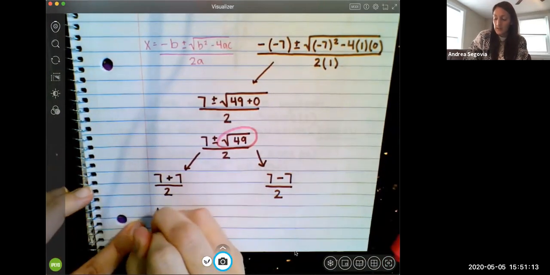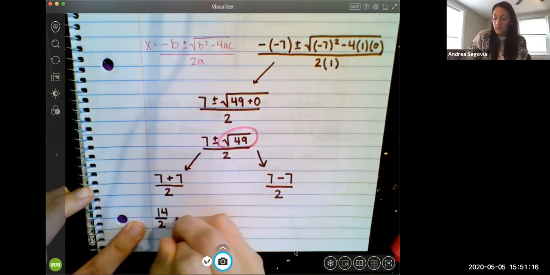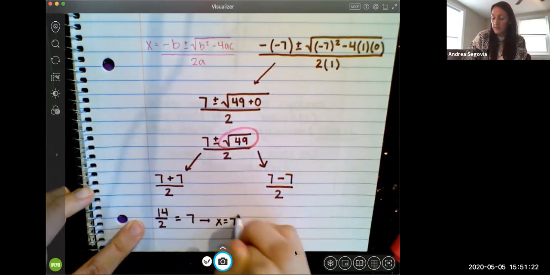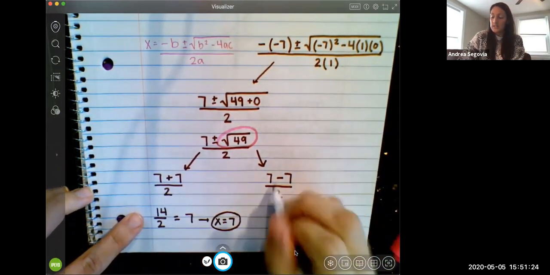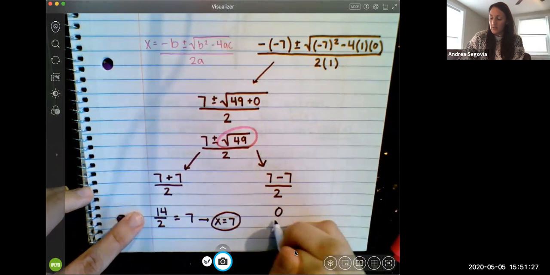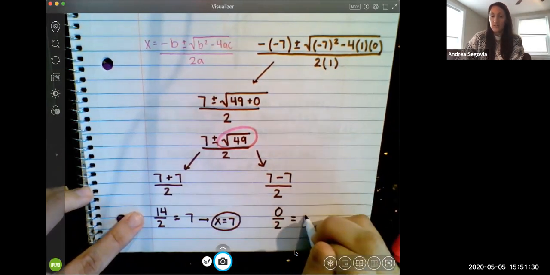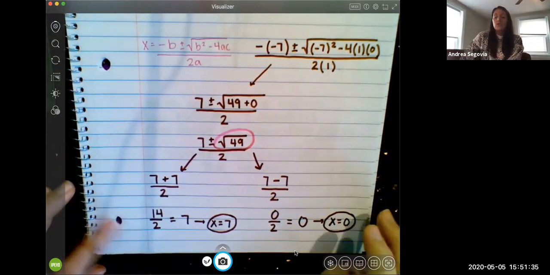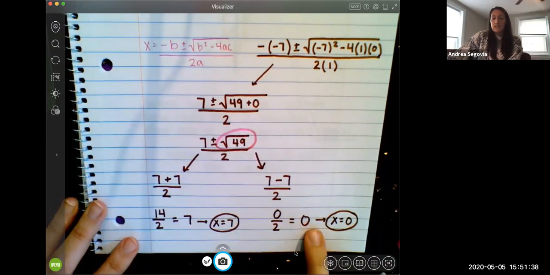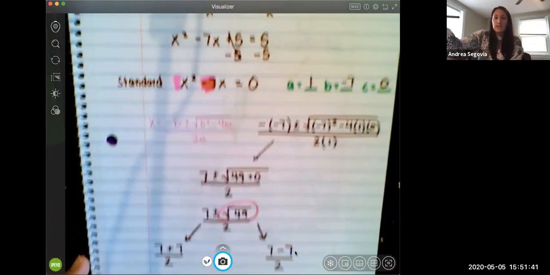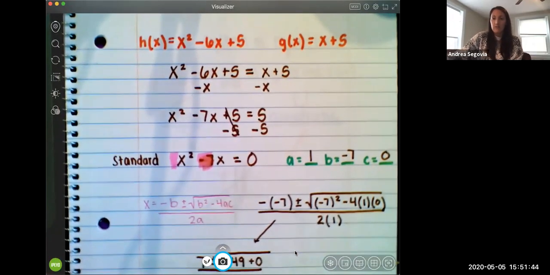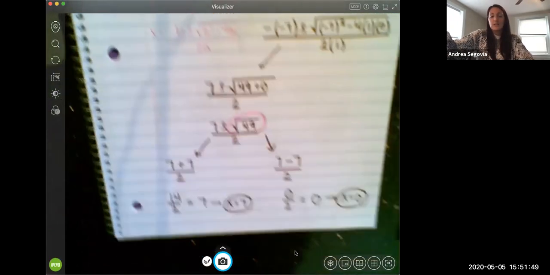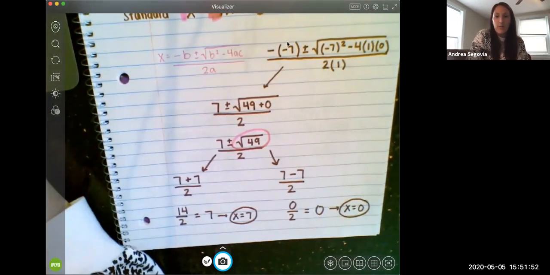7 plus 7 is 14 divided by 2. 14 divided by 2 is 7. So x equals 7. Try the second equation. 7 minus 7 is 0 divided by 2. 0 divided by 2 is just 0. So x equals 0. So I know that when x is 7 or x is 0, my 2 equations in my system would be crossing on my graph. Let's go check it out and see if I did that correctly. Again, we're looking to see that x is 7 and x is 0 when they cross.